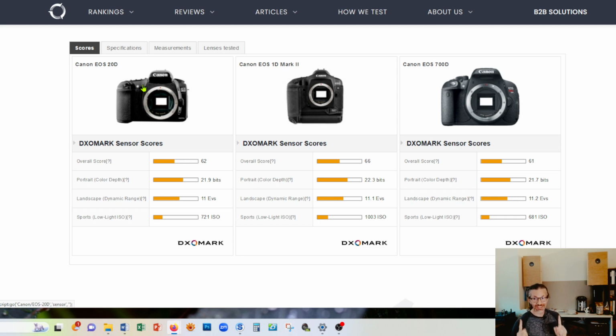However, what is low light capability? I'm going to expand a little bit on that for now, because here we have three cameras. The 20D that I had is an APS-C sensor, so 2.5 times smaller than a full frame. And here we have the 700D. It is also APS-C, the same size sensor, but it is 18 megapixel. So the 20D, 8 megapixel, versus 18 megapixel.